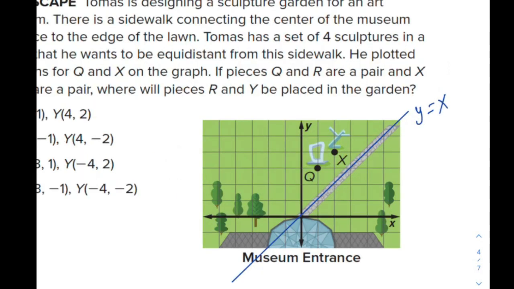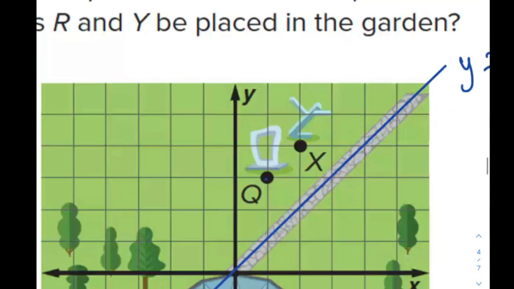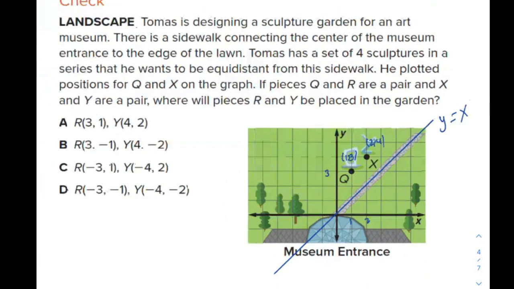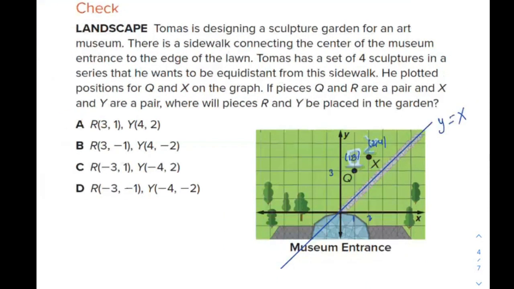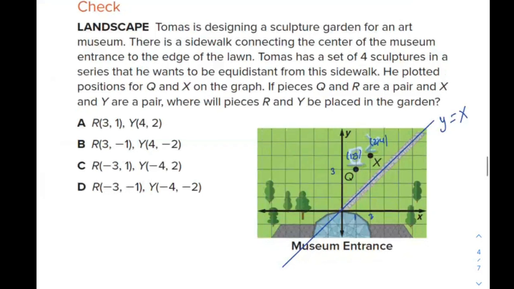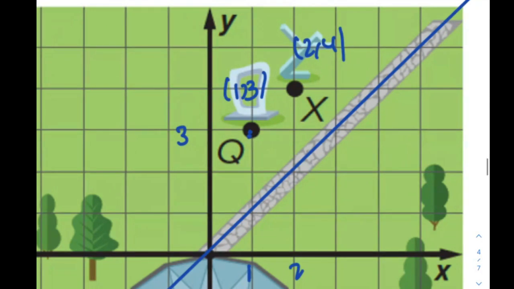These positions are here. Let's check the position. This position is 1 paired with 3. So 1 with 3. And this X is 2 paired with 4. Okay, very good. Now, if pieces Q and R are a pair, and X and Y are a pair, where will the pieces R and Y be placed in the garden? So we have here a pair that includes this point and its reflection.